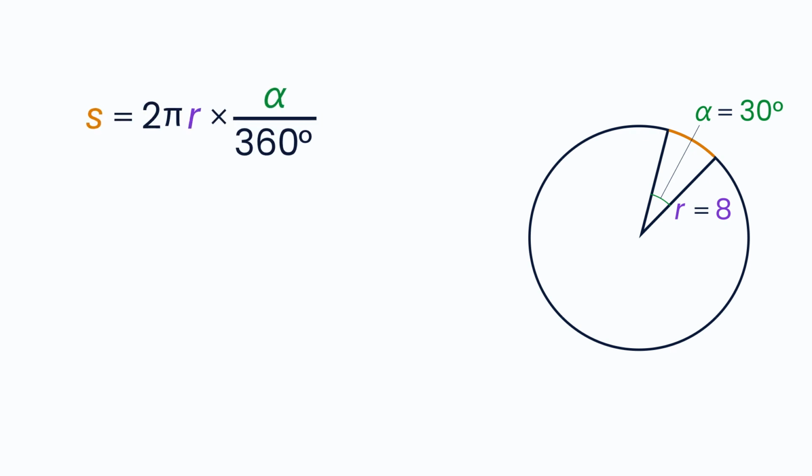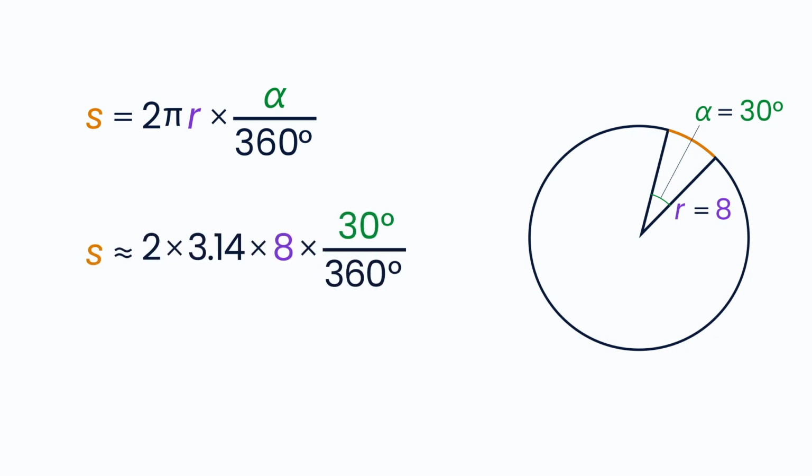So, we are now ready to take a look at a circle with radius equal to 8. What is the length of the arc when the central angle equals 30 degrees? First, insert 3.14 for pi, 8 for r, and 30 degrees for alpha in the formula. Then, compute the numbers with a calculator. You will find that the length of the arc equals about 4.19.